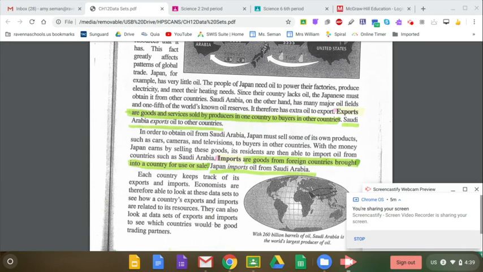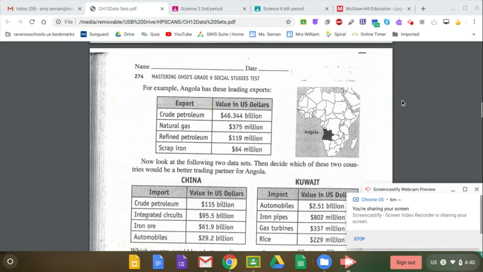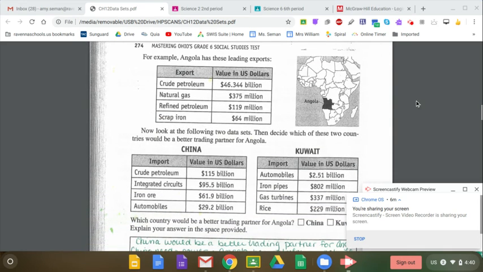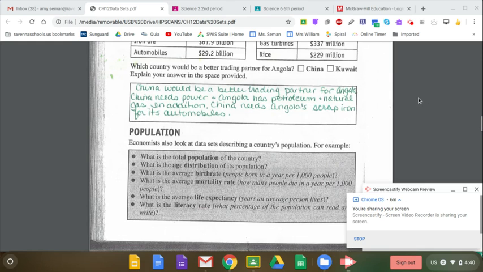Each country keeps track of its exports and imports. Economists are therefore able to look at these data sets to see how a country's exports and imports are related to its resources. They can also look at data sets of exports and imports to see which countries would be a good trading partner. And then we go on, and we talked about this page right here in detail in another video, so I'm not going to go back over that again. You can see that I have the answer written in there for you.